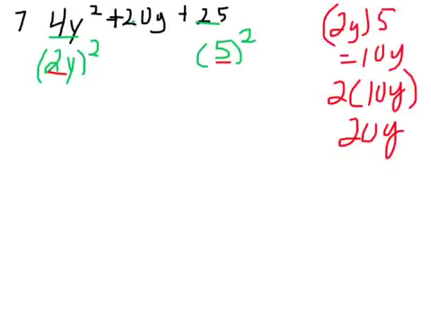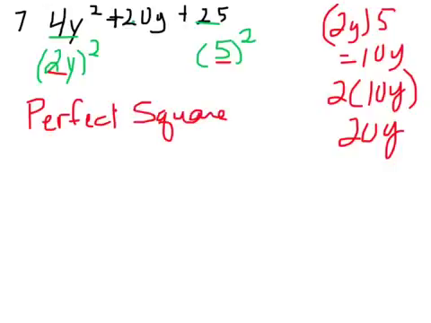So this pattern is a perfect square trinomial. Three terms, but it's a perfect square. It's not a difference of two squares. Don't get those two things mixed up.